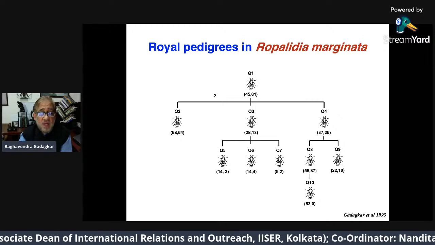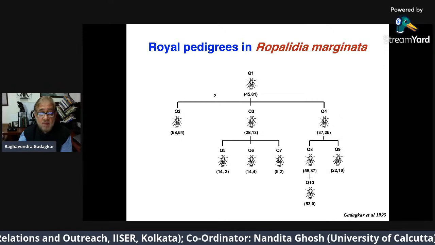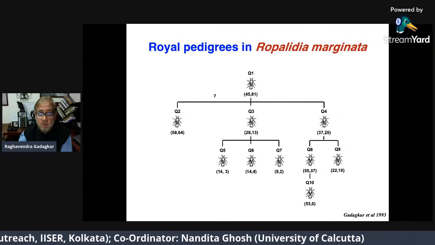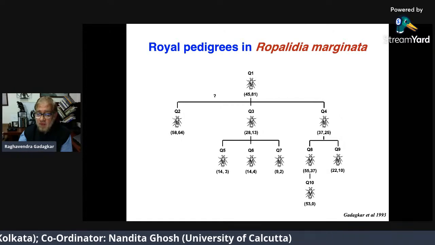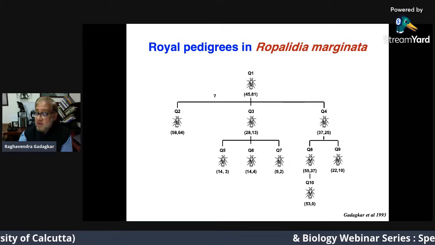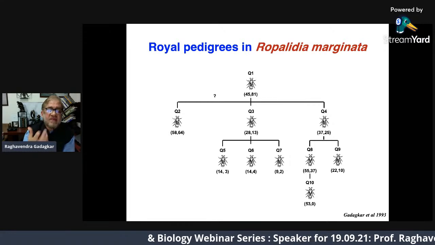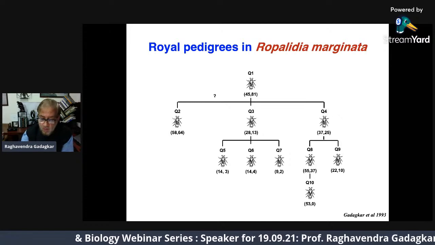And you can see from this pedigree that it can be quite complex. Queen 1, this is Queen 1. She was replaced by her daughter. Queen 2 was replaced by her sister. She was replaced by another sister. But Queen 4 was replaced by her niece. And Queen 7 was replaced by her cousin. And because of this, the kind of family system these wasps live in can be very complicated.